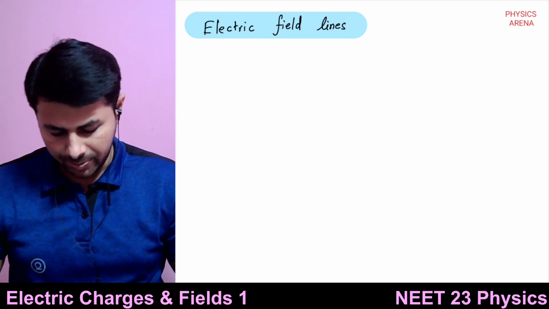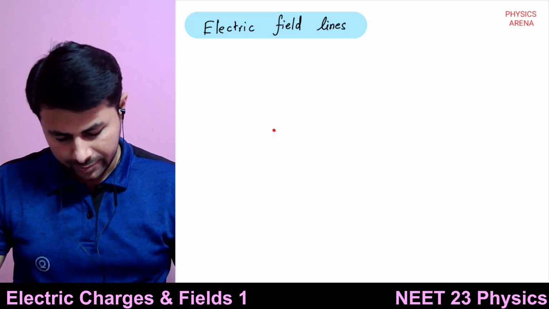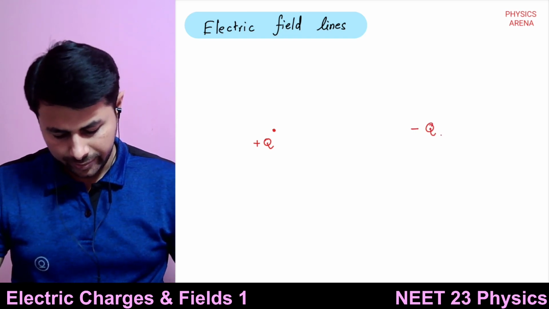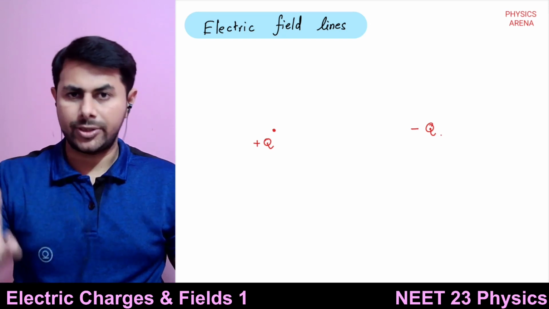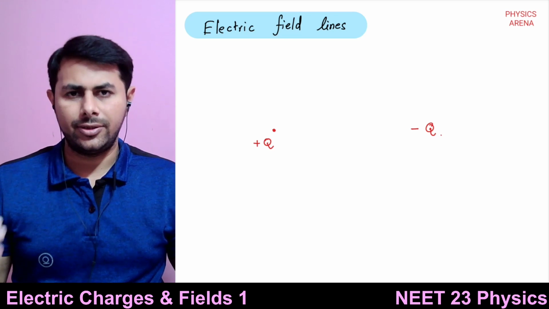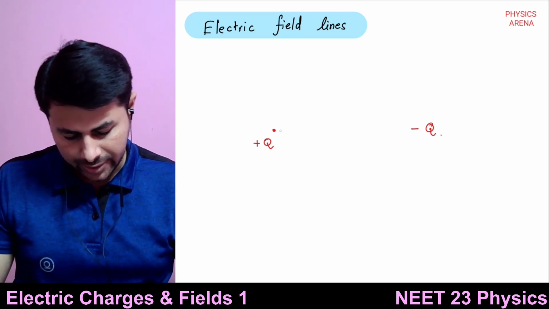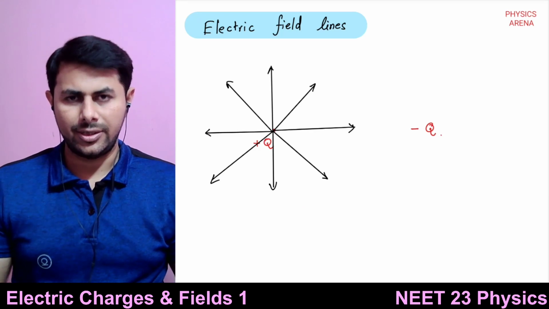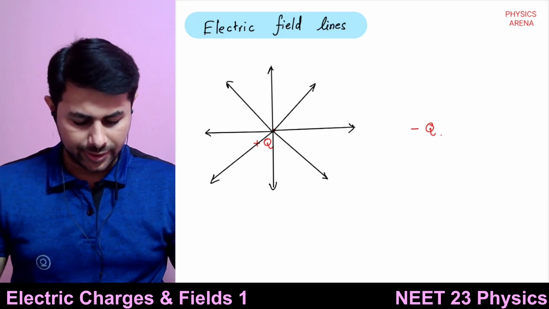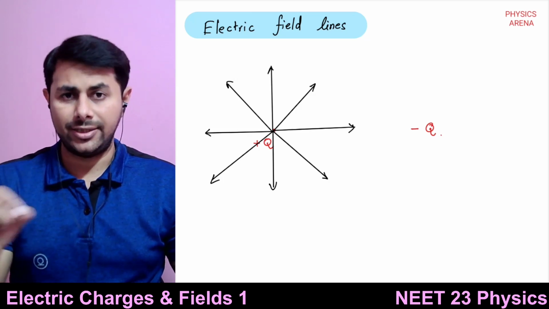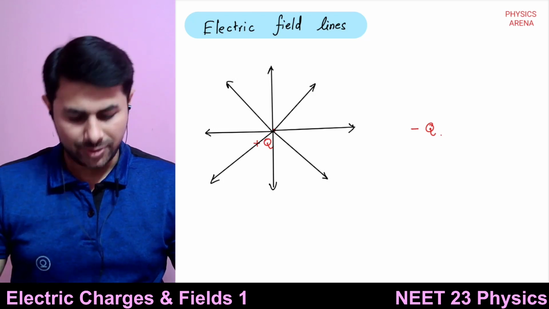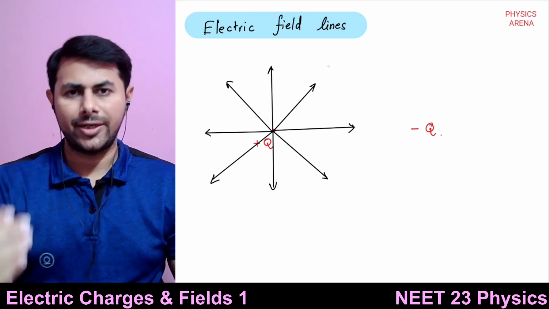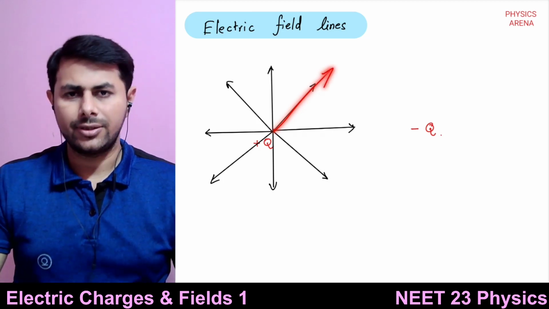So let's suppose we have a positive charge like this, plus Q, and a negative charge, minus Q. Let's suppose we have only the positive charge first. The electric field lines due to this positive charge will be directed radially outwards. These are lines used to show the electric field of this charge. They are known as electric field lines. So what does this mean? Test charges are always positive and small. If you keep any positive test charge anywhere in space, the force acting on that charge will be directed along this electric field line.